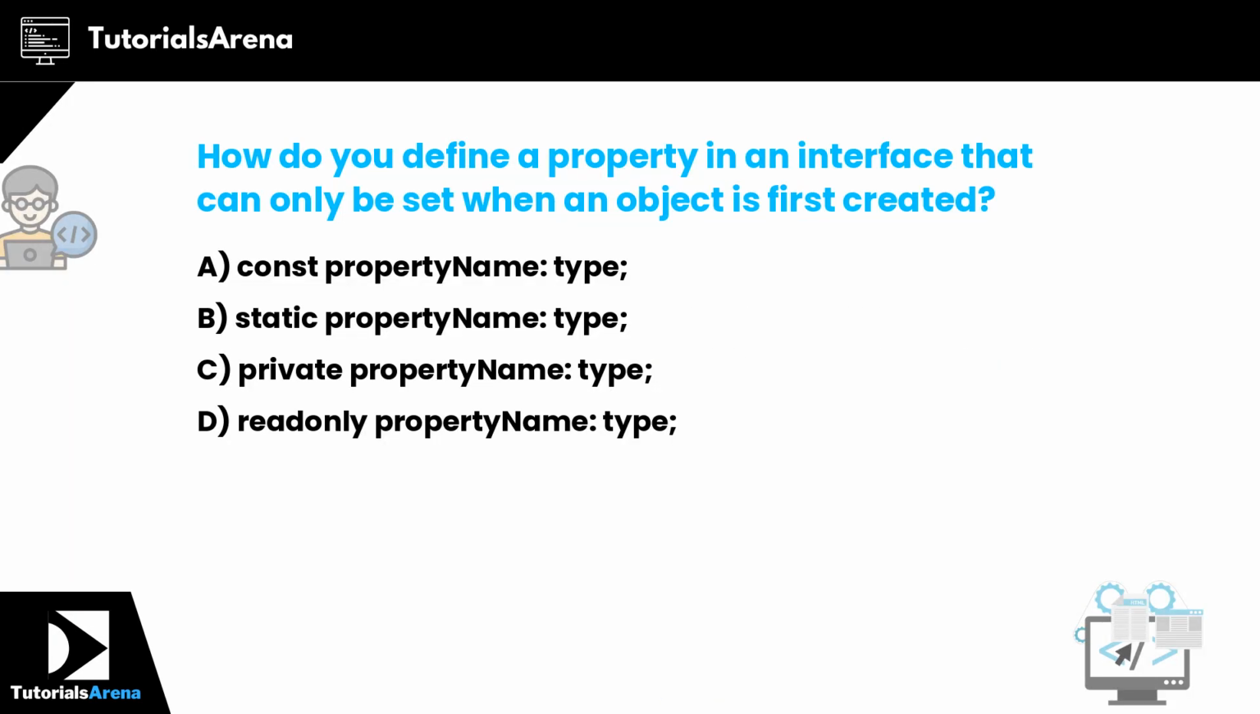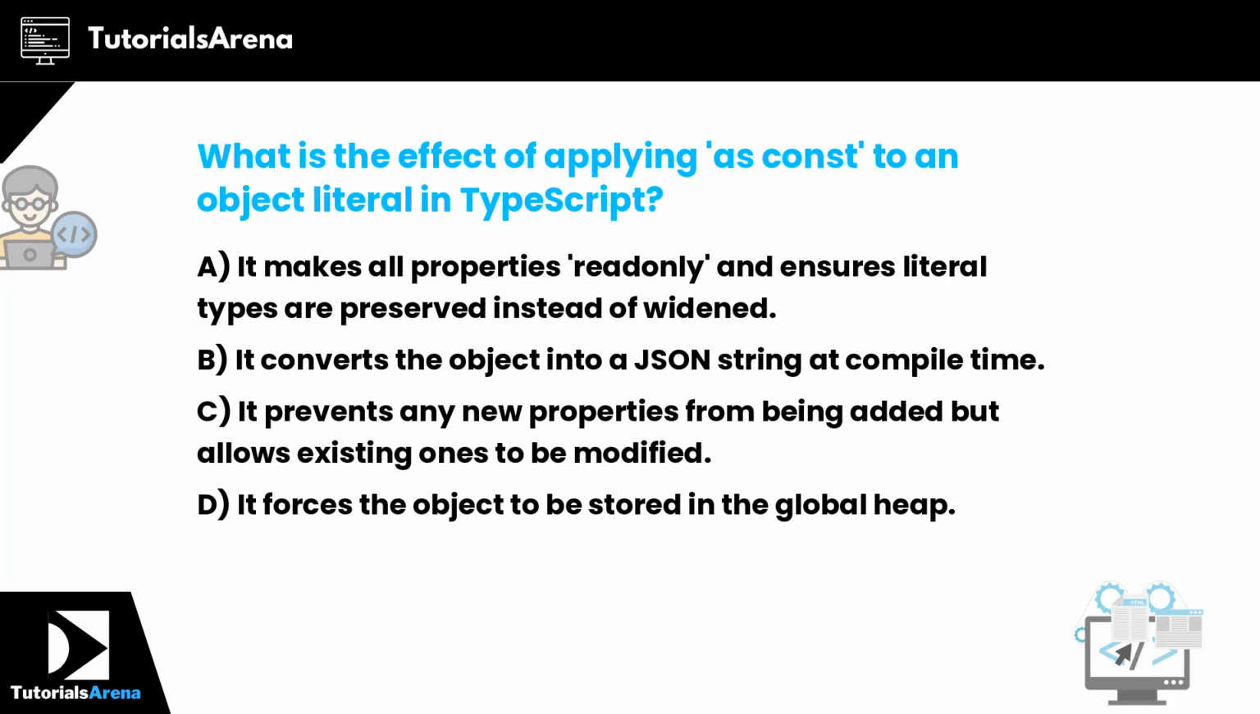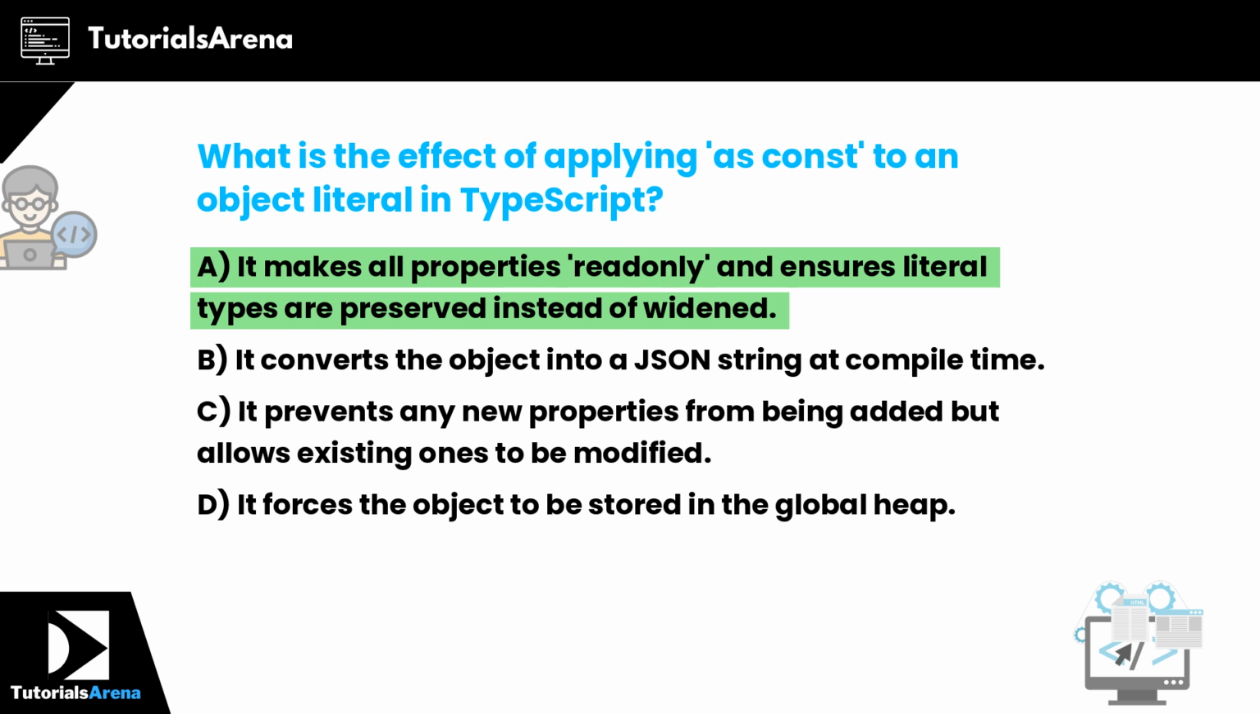How do you define a property in an interface that can only be set when an object is first created? The correct answer is option D, readonly propertyName: type. What is the effect of applying as const to an object literal in TypeScript? The correct answer is option A. It makes all properties read-only and ensures literal types are preserved instead of widened.